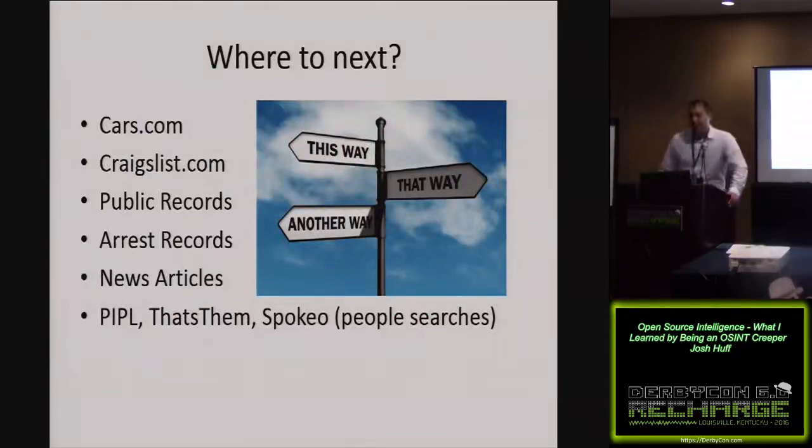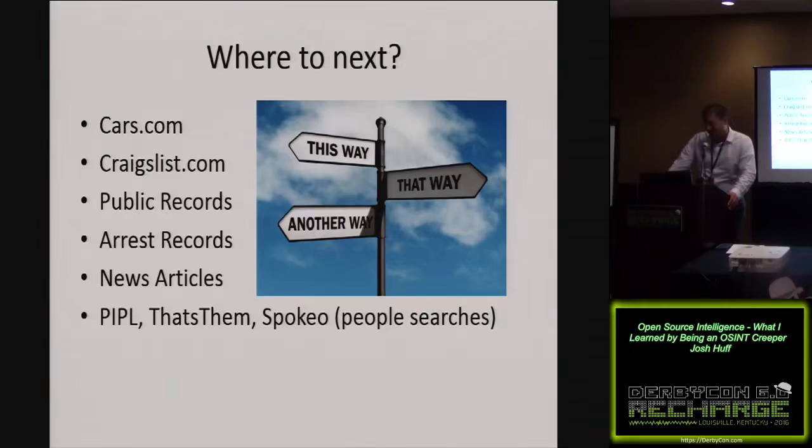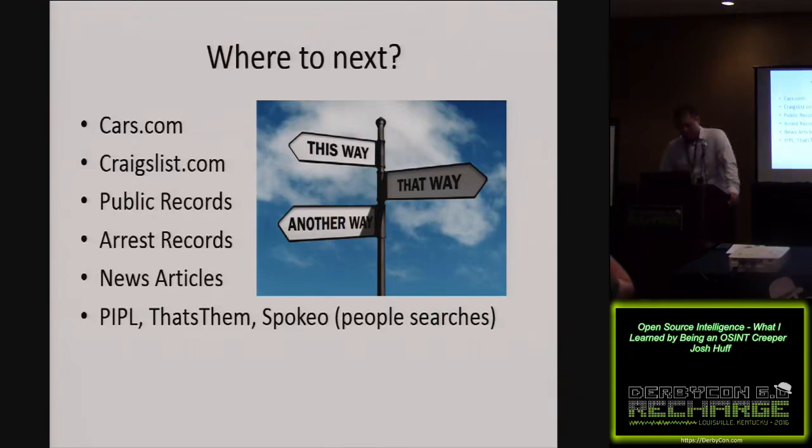So from there we can jump to a couple different directions, cars.com, Craigslist, public records, arrest records, news stories maybe. Try to drill in maybe who's driving vehicles like this. From there you go into people searches, and that's unintentionally produced OSINT, but a good exercise to kind of get your mind thinking in a certain way.